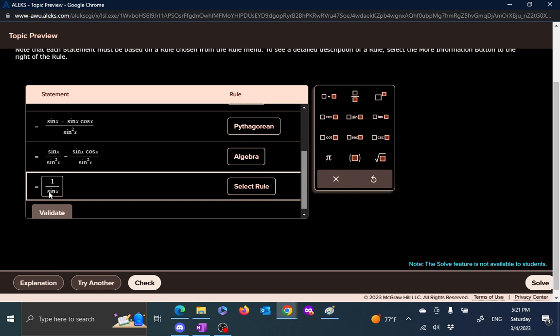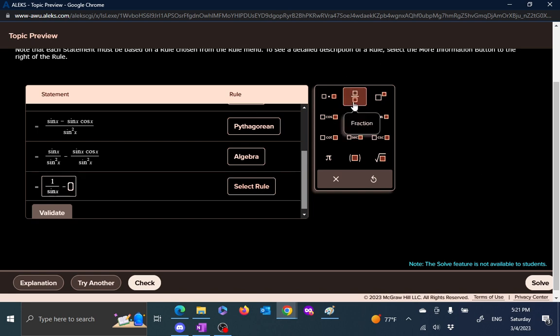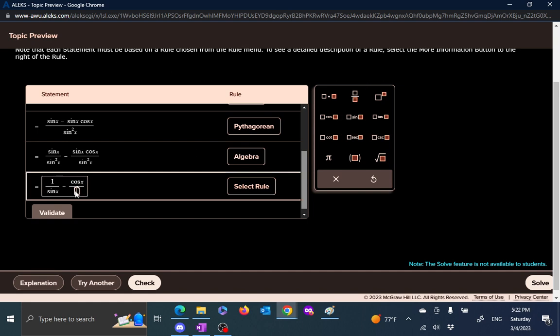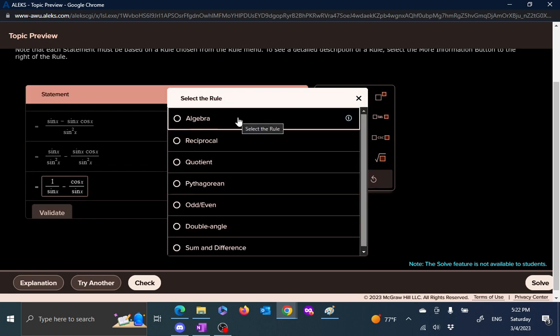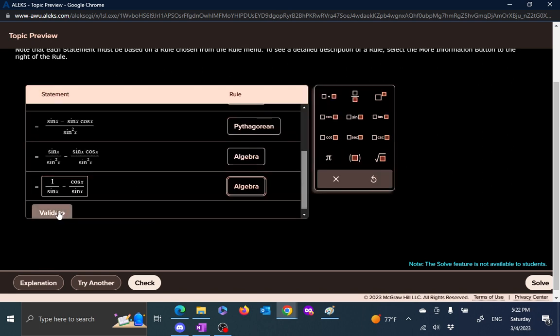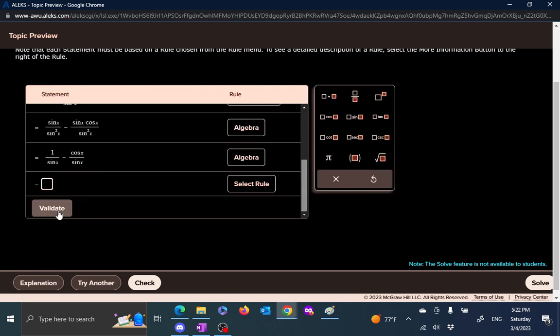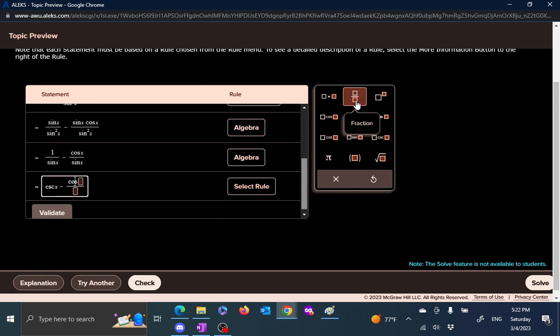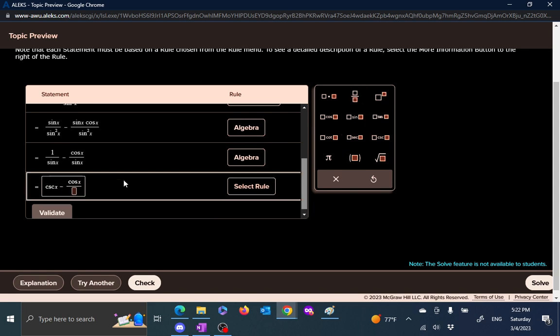sine of x, minus the other one is another fraction. I have cosine of x over sine of x. So what did we do? We just did algebra again. Now 1 over sine of x is cosecant of x, minus a fraction, so cosine of x over sine of x.